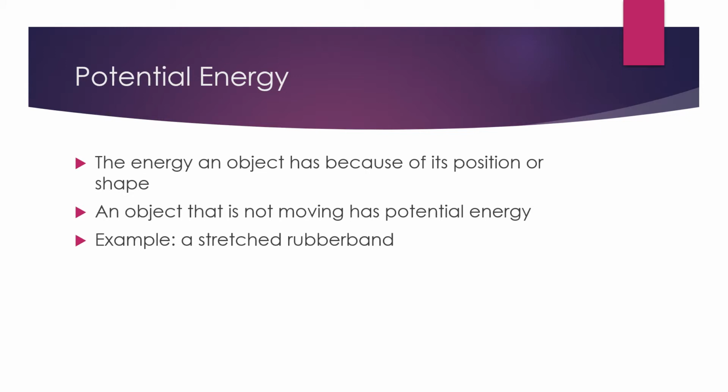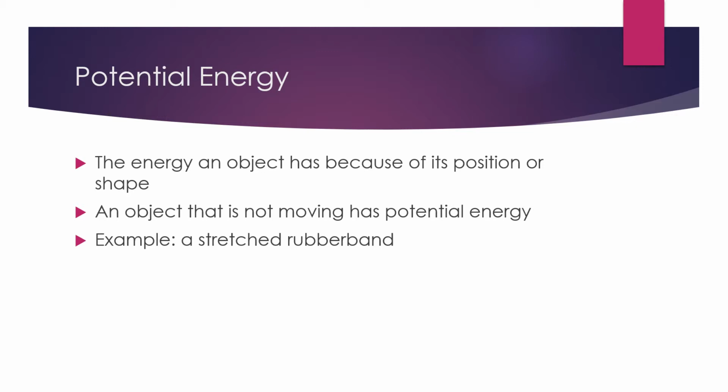The second kind we're talking about is potential energy. So potential energy is the energy an object has because of its position or its shape. So most of the time, potential energy is when something's sitting still. So it has the potential to move, and depending on how likely it is to move from its position is how much potential energy it has.